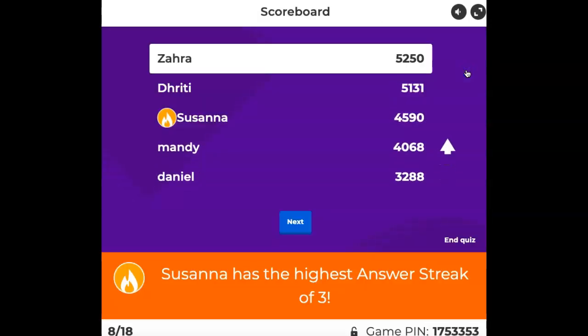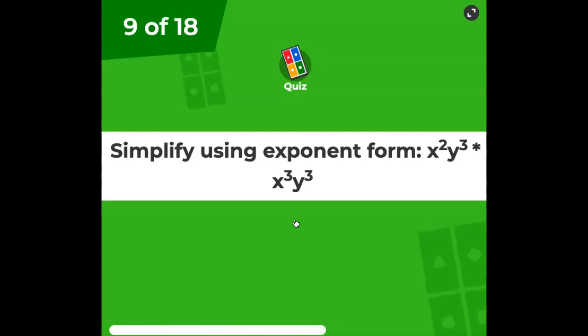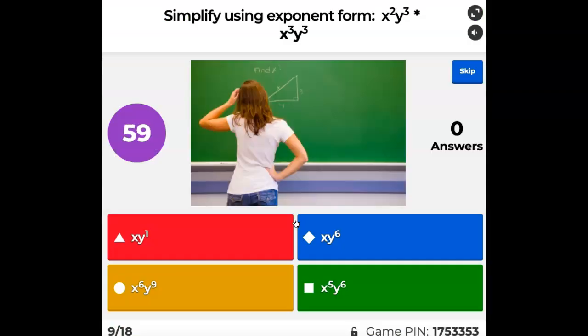So let's see who's up. Sarah is still there. Drita is next. And Susanna is on fire. Let's go to the next question. So this is a multiplication question. Simplify using exponents. X squared y cubed times x cubed y cubed. You need to do all x together and all y together.